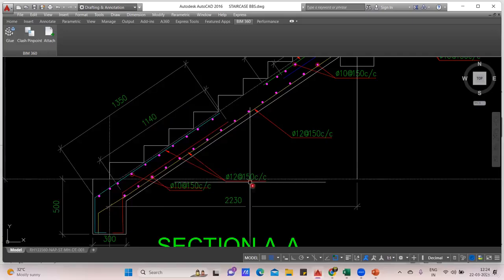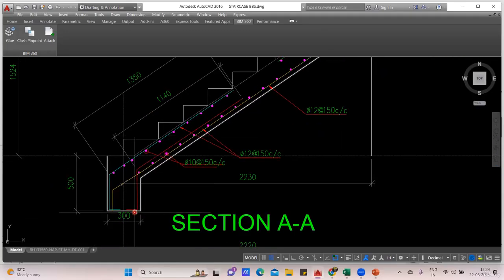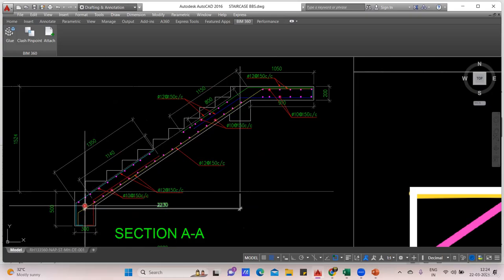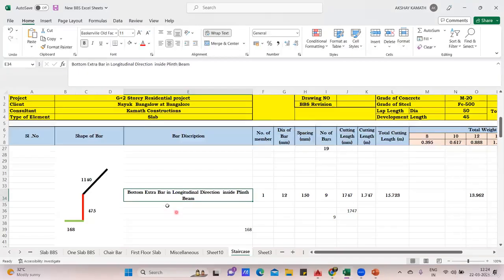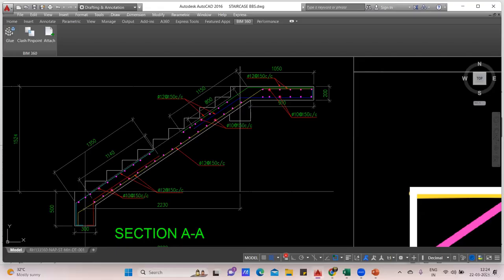The thing is, you should understand what you have written. So how do you give a name to this? It's a bottom bar, but it's an extra bar which is coming in the bottom at the plinth level, and it is going in the longitudinal direction. So this is my longitudinal direction. I've written the name as bottom extra bar in longitudinal direction. Inside the plinth beam I've written, you can write near the plinth beam also. Done. Now we'll come back to the diameter part.